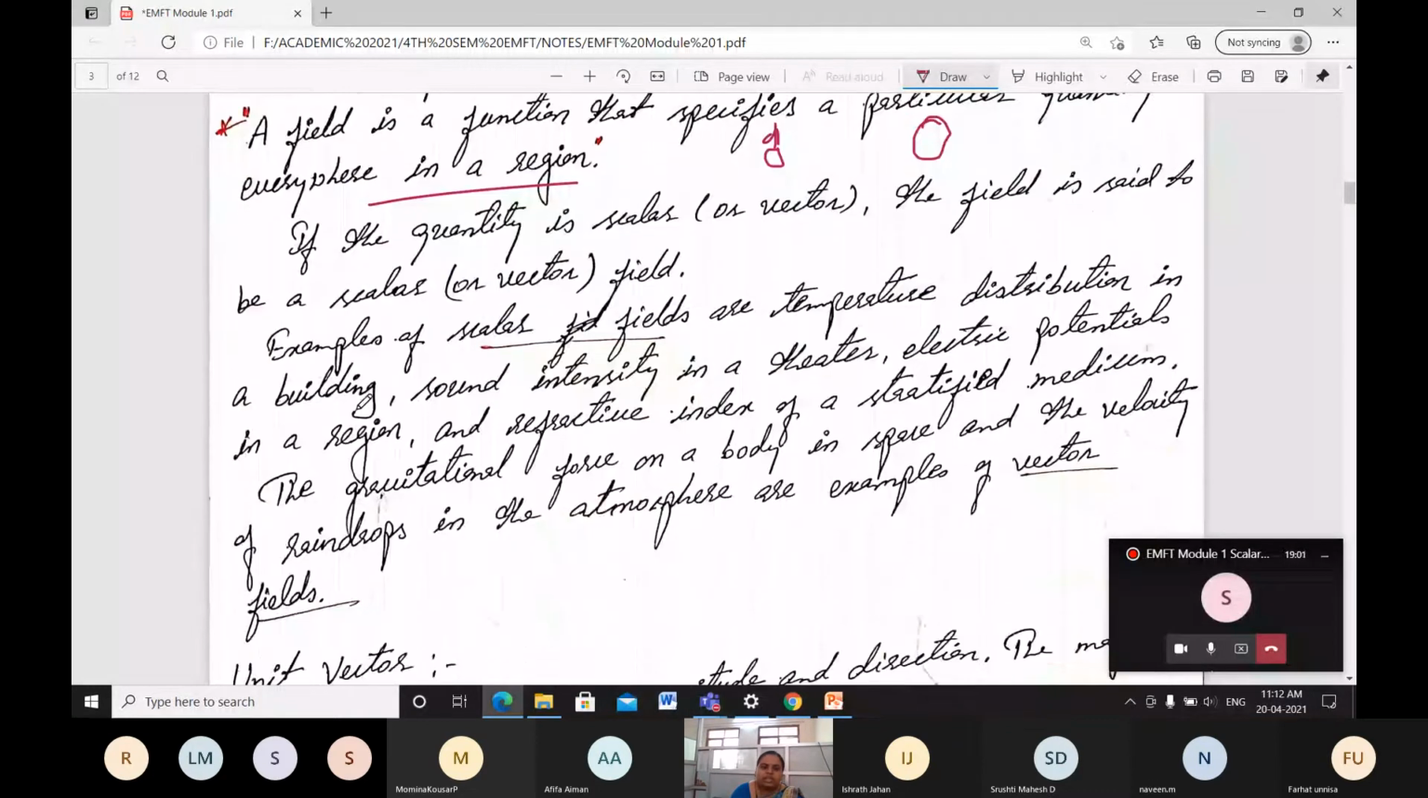Next, examples of scalar fields are the temperature distribution in a building. For a room, what is the temperature distribution? When you burn something in a room, what is the area it is going to cover? If you burn something small, it will take some small area. When you burn something larger, it will be heavier.